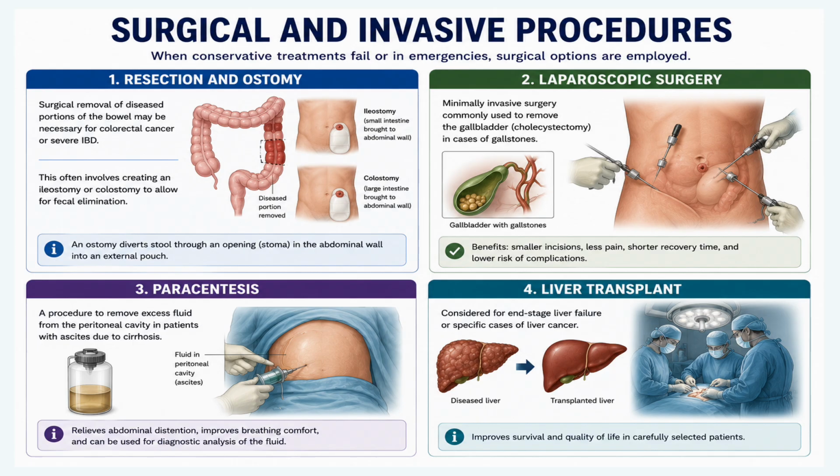Now, if none of those things work, then we have surgical and invasive procedures. You have resection and ostomy to help allow the stomach to heal. You have the paracentesis, basically when you have too much fluid, in the ascites, too much fluid in the peritoneal area, then paracentesis removes that. Then you have the laparoscopic surgery, and finally liver transplant.